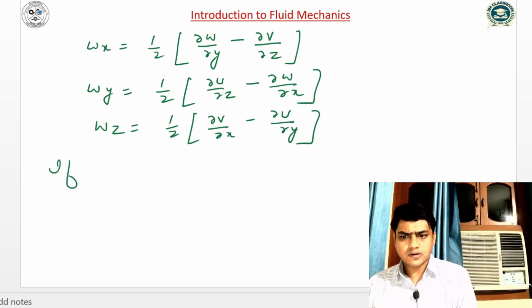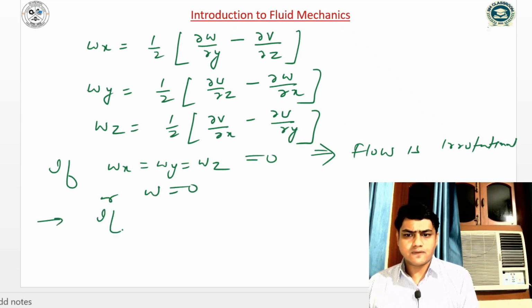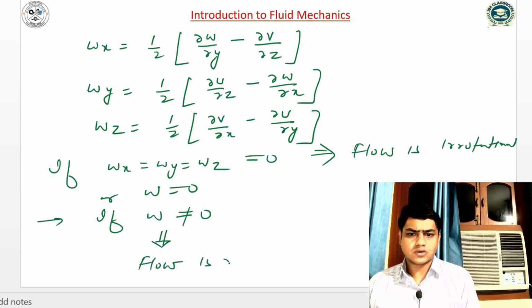So if omega x is equal to omega y is equal to omega z is equal to 0, then we can say that flow is irrotational. Or omega is equal to 0, then flow is irrotational. If omega is not equal to 0, then flow is rotational. So these are the rotational components in x, y and z direction.